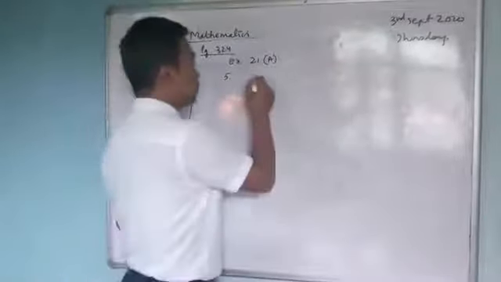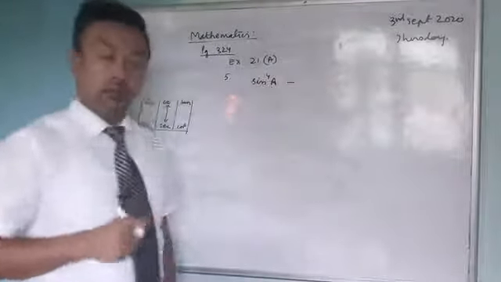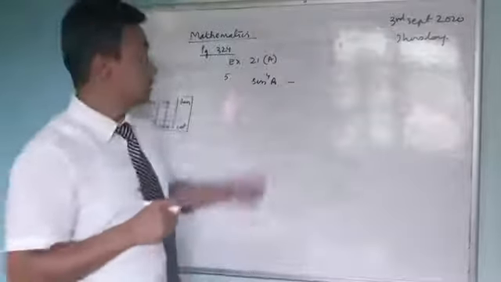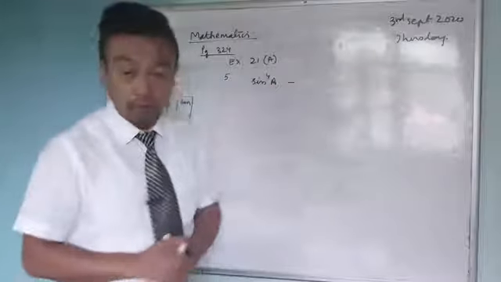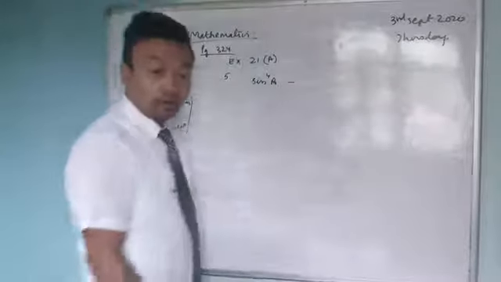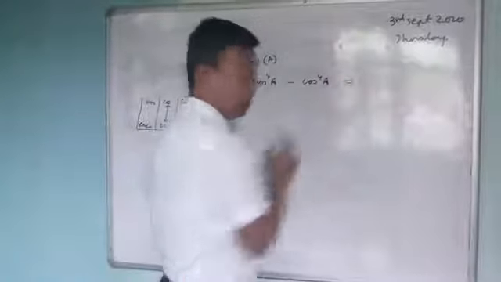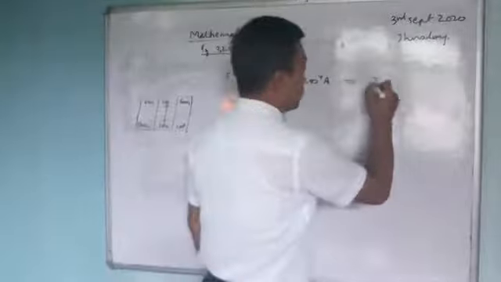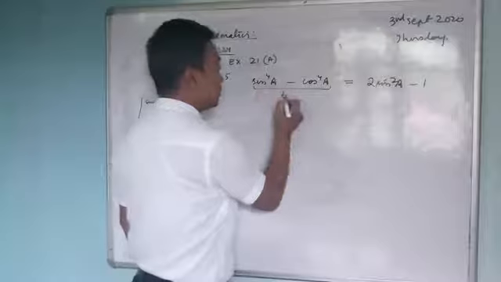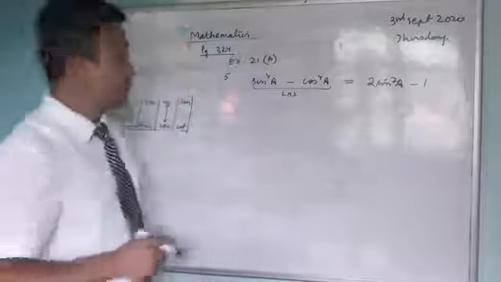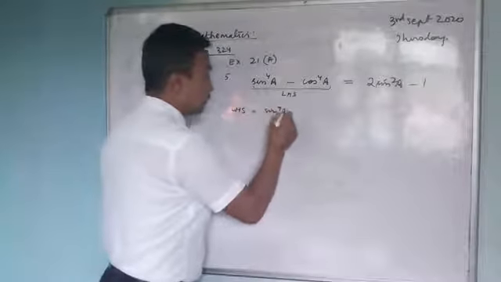Sine to the power 4A. You should not be confused with this A. It is the name of the angle. In place of theta, it is written A. Sometimes it will be written theta. Sometimes a different name will be given. Sine to the power 4A minus cos to the power 4A equals 2 sine square A minus 1. So this is your left hand side. So we begin with the left hand side. Let us write down the left hand side here.